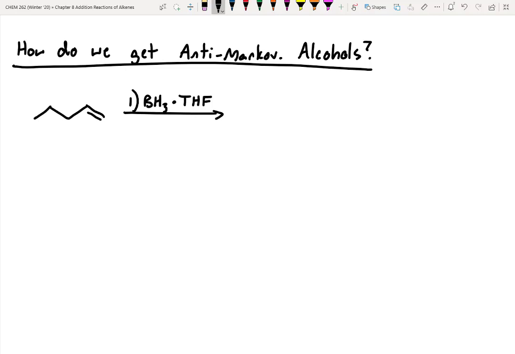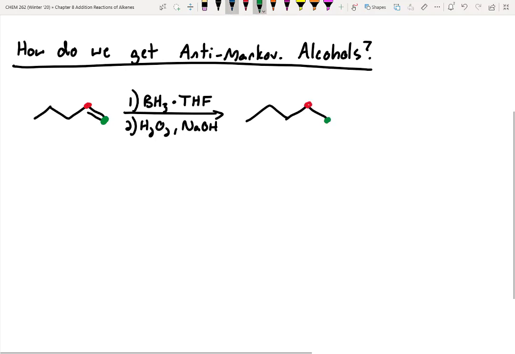All right. So in this first step, it's kind of neat, and I'll show you next, but the borane will attach to the double bond. And then in step 2, you react it with hydrogen peroxide and sodium hydroxide. So just like we saw before, we've got the red position, that's Markovnikov, green position's Anti-Markovnikov. In this one, we're not going to add to the red position. Instead, we're going to add to the green position, and we're going to get an Anti-Markovnikov alcohol.